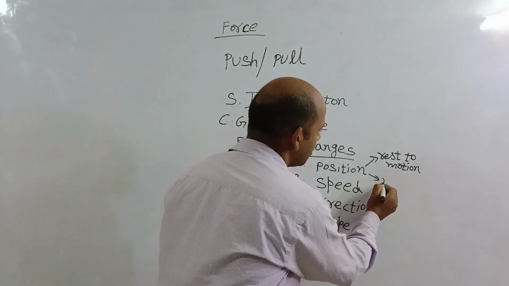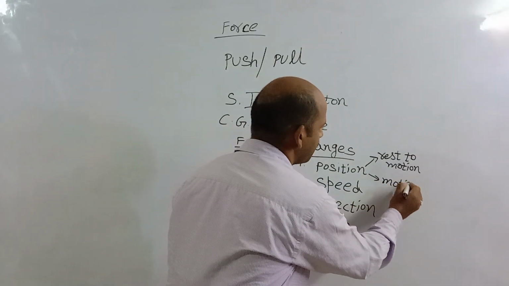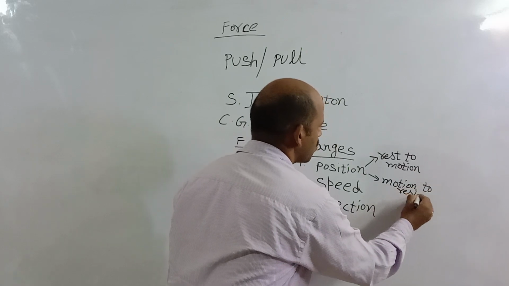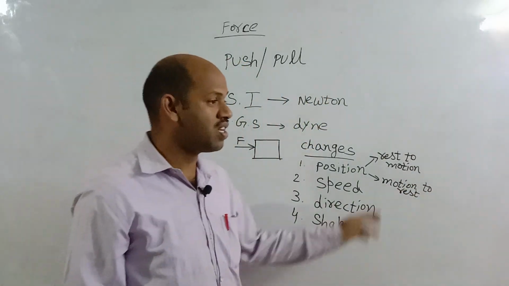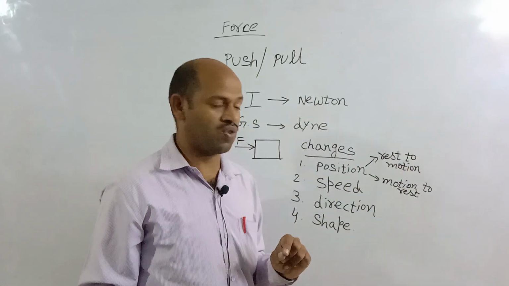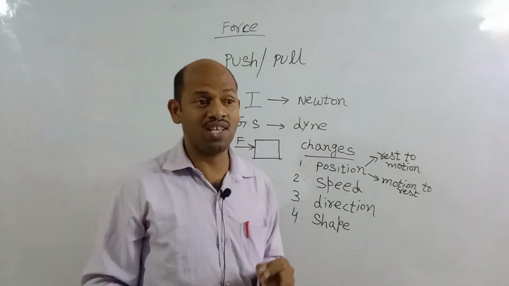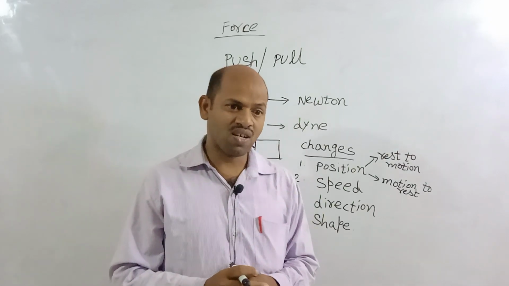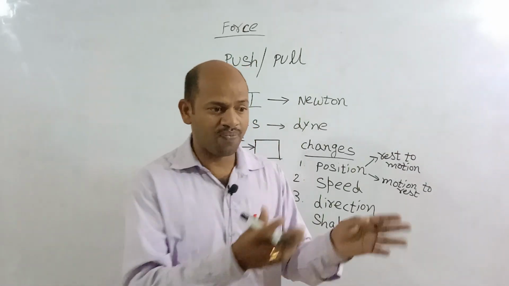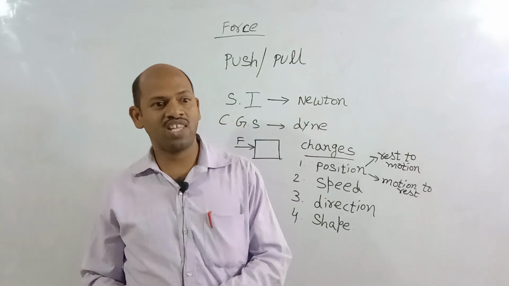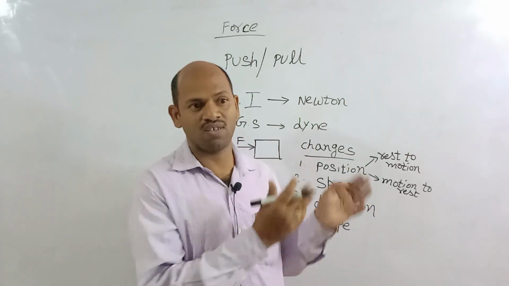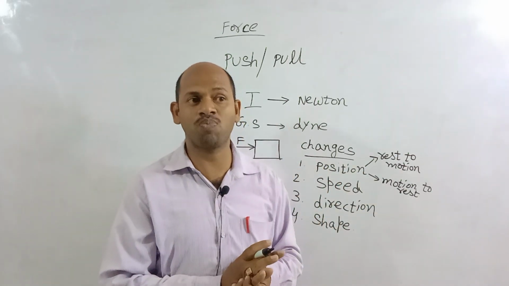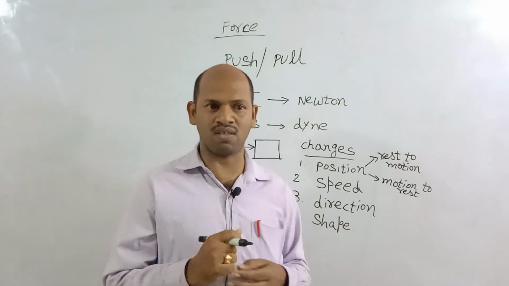The second one is motion to rest. So the changes we can observe are rest to motion and motion to rest. And the next one is speed change. For example, I am throwing a ball and another person hits it with a bat. What happened? He is hitting with the bat, then its speed will increase.